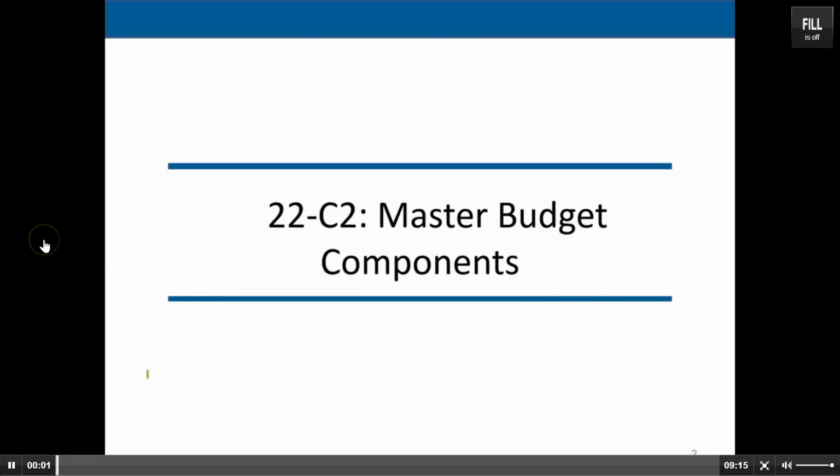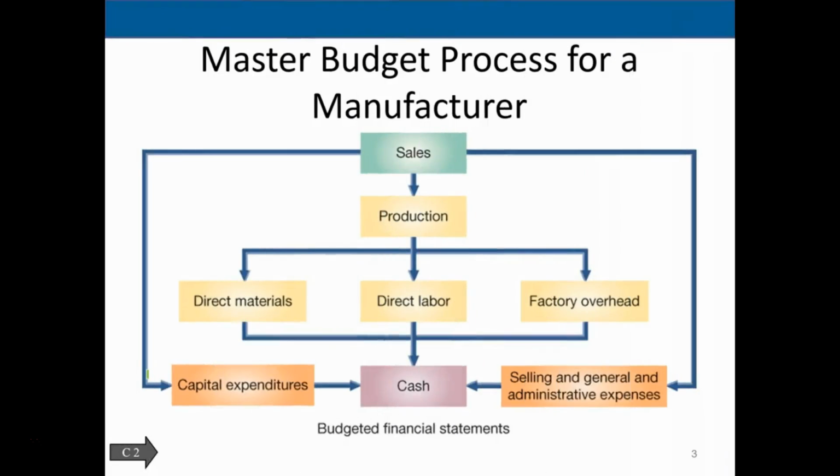Hello, in this lecture we will continue talking about Chapter 22. We're moving on to the master budget components in this case. So here's the master budget overview. We're going to have to do these components in this order, and we'll explain why as we go. These are the components or the pieces of the master budget.